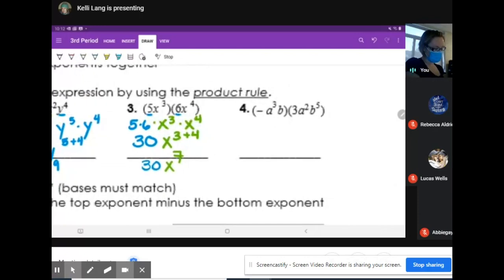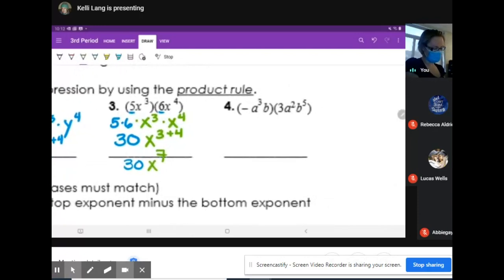Okay, one more. The purpose of number 4 is to throw a bunch of invisible stuff at you. The first of which is a 1 in front of this first a cubed. So the negative a cubed there could just as easily be written negative 1a cubed. And that's going to help us figure out what needs to get multiplied together. Another thing that's missing here is this b doesn't have an exponent. So I'm going to write in a 1 on the b.